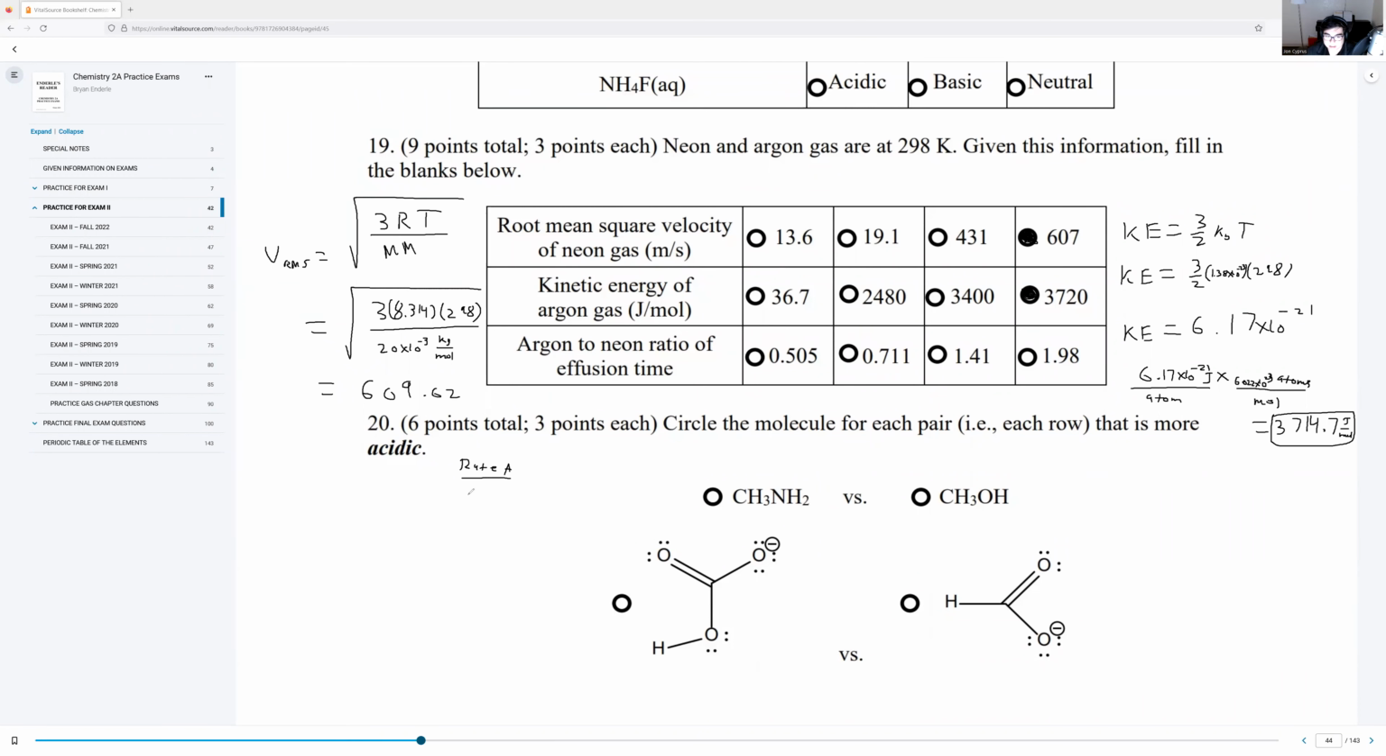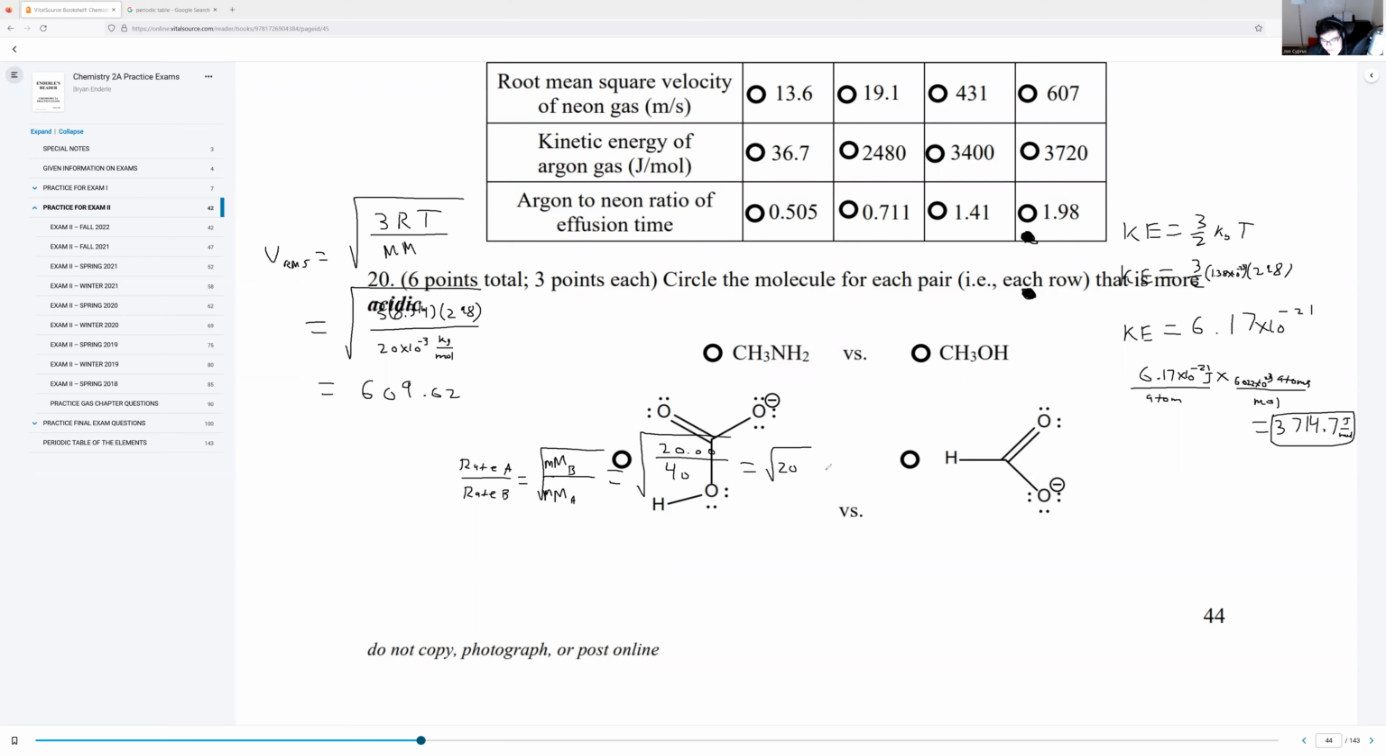So square root of 20. And we're just getting some rough numbers here. We don't really need the exact answer, which is going to be 4.4. Oops. Wait a second. Nope, sorry. Square root of 1 over 20, or 1 over 2, not 1 over 20. 1 over 2. All right, square root of 1 over 2 is 0.707. So that's going to be this second one.